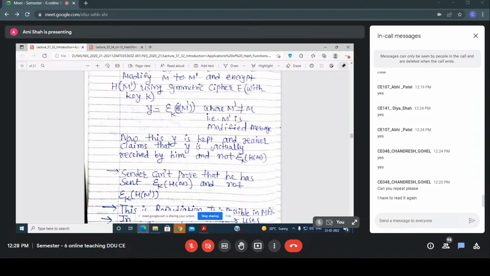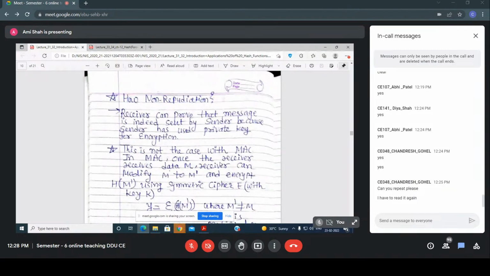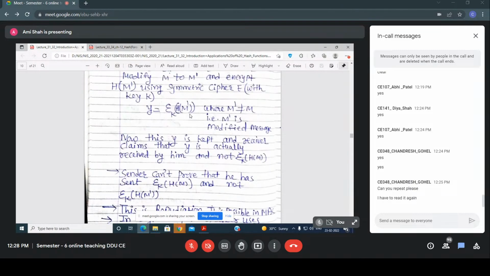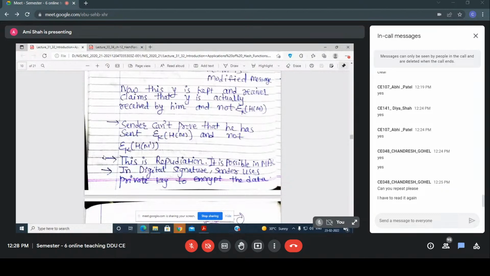The receiver claims that the message was actually received by him, not sent by the sender. And the sender can't prove that he has sent this message. He has sent E_K(H(M)), not E_K(H(M dash)), right? So in the case of MAC, the sender can't prove that this message is sent by me. But in the case of digital signature, the receiver can prove that the message is sent by the sender because the sender has used the private key for encryption. In MAC, this is known as repudiation, and it is possible in a MAC.